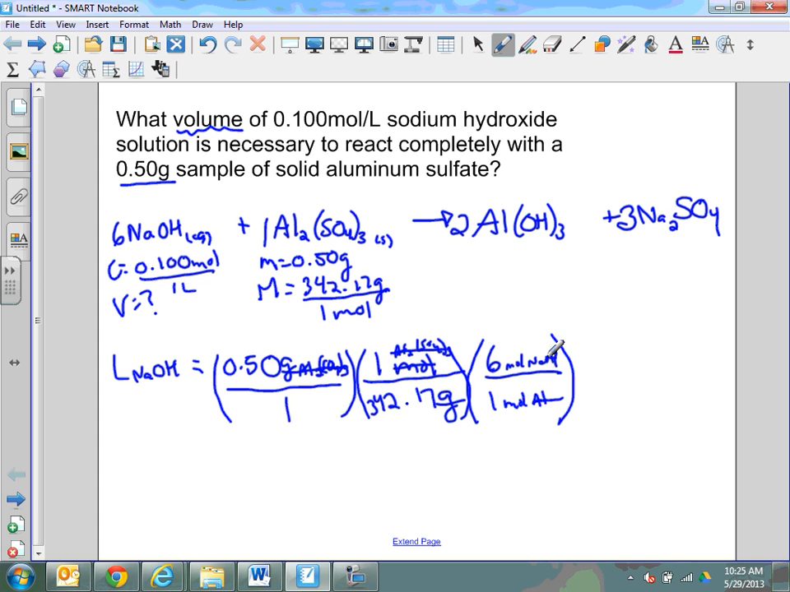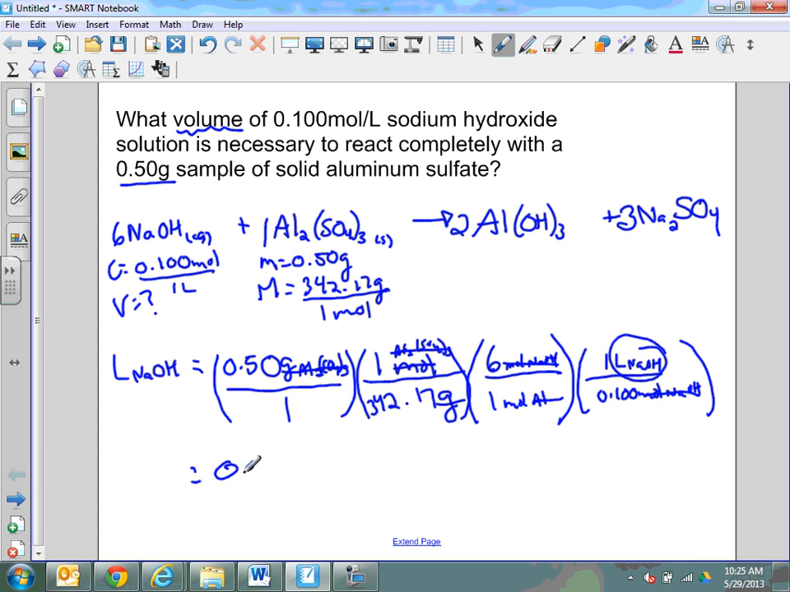So now I've got moles, but I'm looking for volume. So to cancel out the moles here, I can use my concentration, and if I just flip it, I've got moles in the denominator. So if I write this as 1 liter of NaOH for every 0.100 moles of NaOH, then I can cancel my moles here. This leaves me with liters of NaOH for my final units.